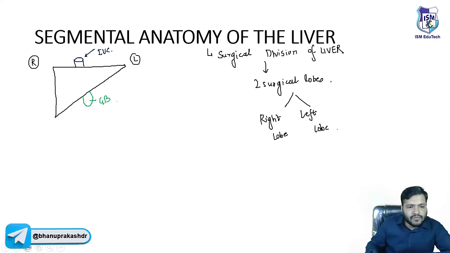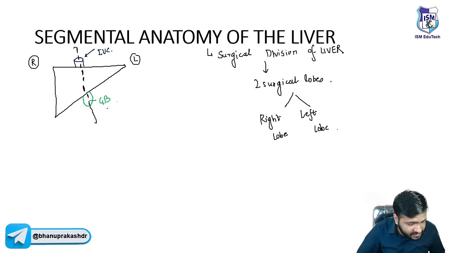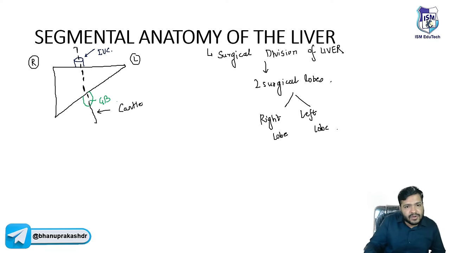Now, beta, what do we have to do? We have to just create a straight line from the inferior vena cava to the gallbladder. The inferior vena cava and gallbladder lie in the same axis, beta. If we divide the liver on the basis of this axis, this line, it is called the Cantley's line.